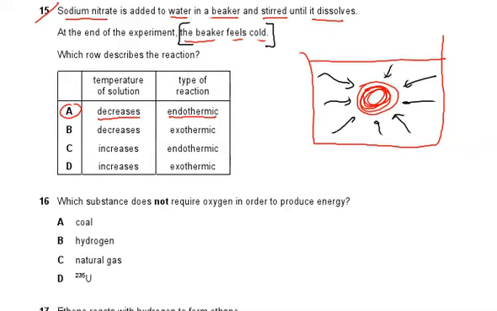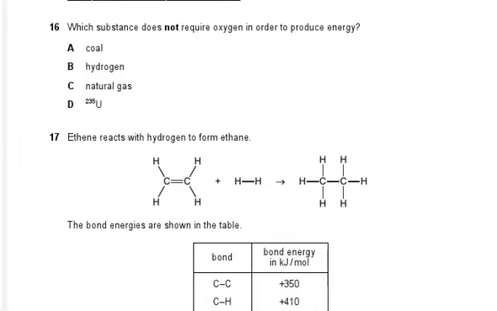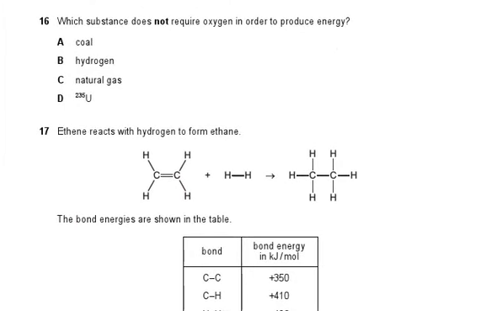Okay, now we look at 16. Which substance does not require oxygen in order to produce energy? So, for combustion purposes, yes, we do need oxygen. Natural gas, yes, obviously. And for radioactive, they do not need any help. So they will radiate themselves and emit the radiation alpha, gamma and also beta. Okay, so uranium. So your answer is D here for 16.